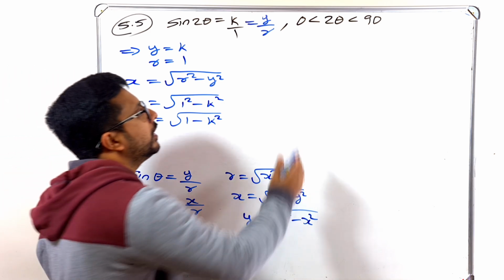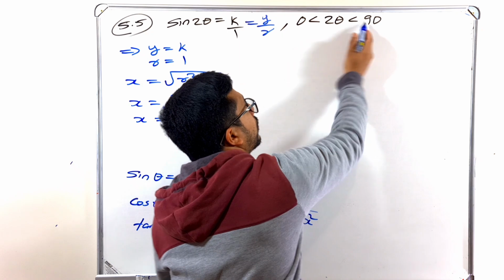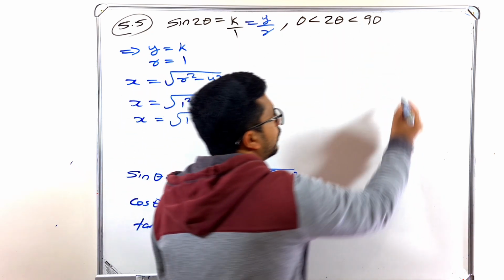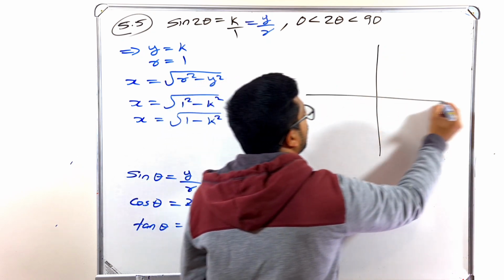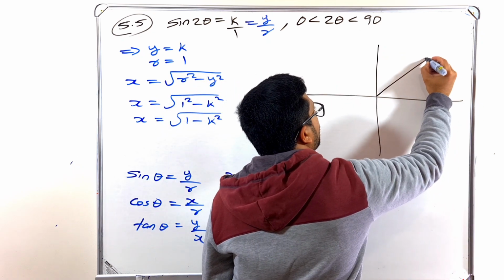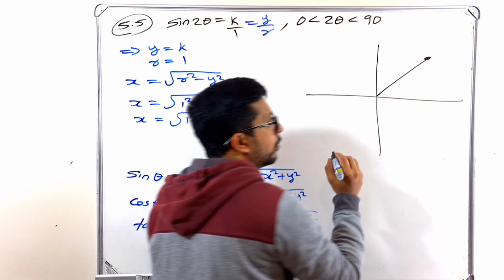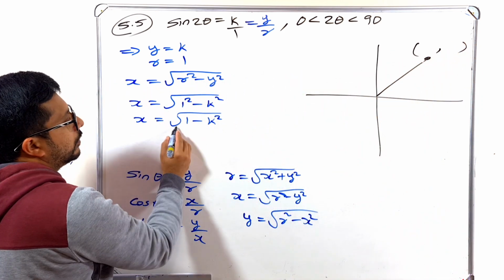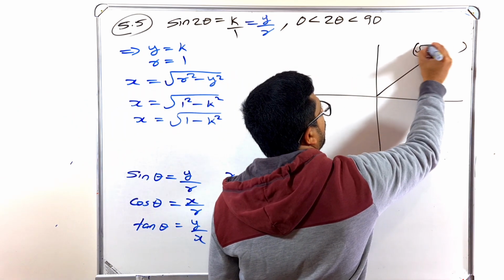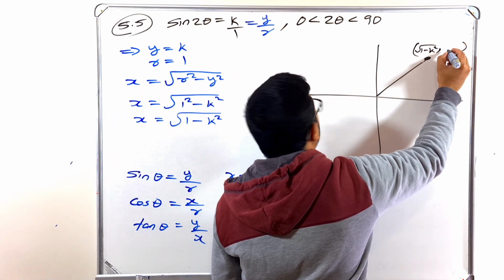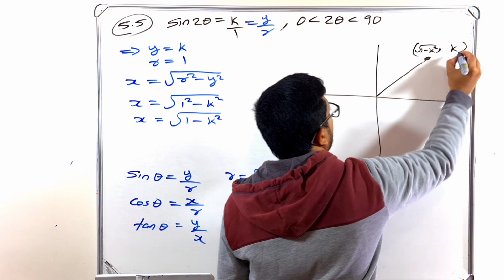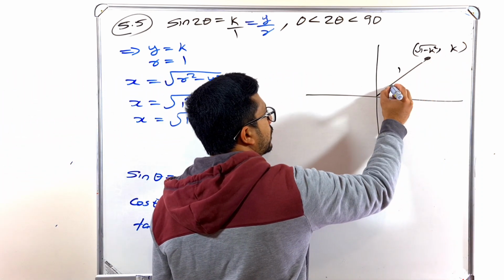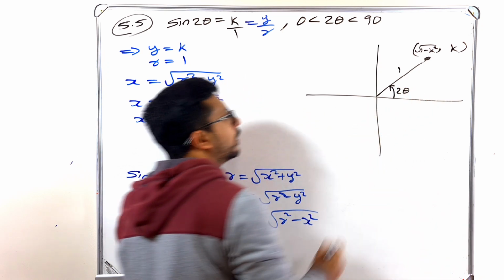Now look at this one. Here is an easy question. 0 to 90, straightforward. We know that it is the first quadrant. So we have to draw a Cartesian plane, and 0 to 90 means we don't want to think anything else. It's the first quadrant. And there, what are the x and y values? x is square root of 1 minus k square, y is k, and r is 1. And this angle is 2 theta.